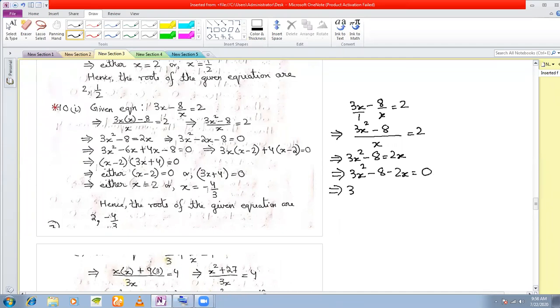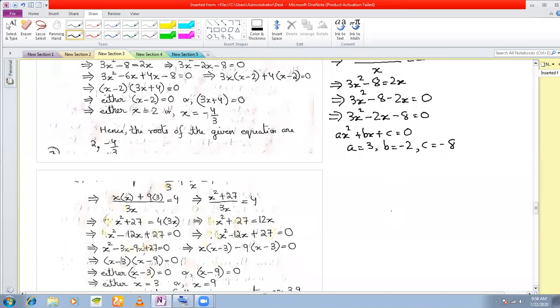Now you express it in the form ax square plus bx plus c. So what are the values of the coefficients? If you compare with ax square plus bx plus c equal to 0, what do you get? You get a is equal to 3, b is equal to minus 2, and c is equal to minus 8. This realization is very important because quadratic equation is one topic that will be continuing for class 10 also. So you must check the coefficients: a is equal to 3, b is minus 2, and not plus 2 but minus 2, and c is minus 8.